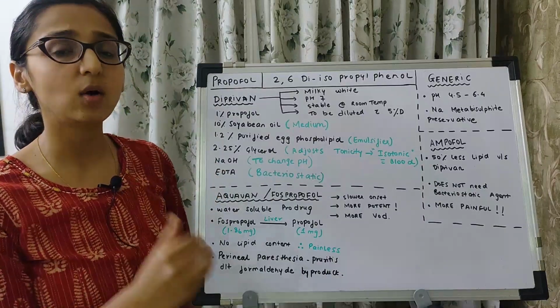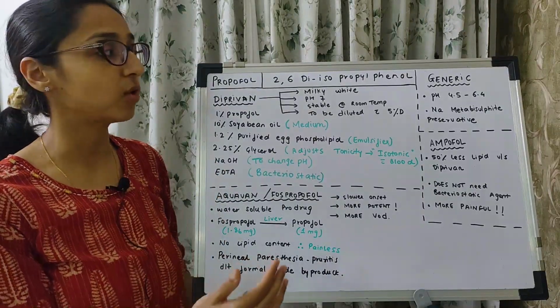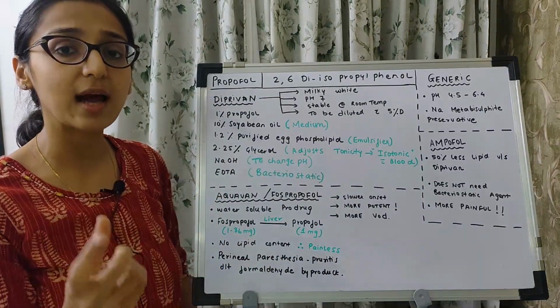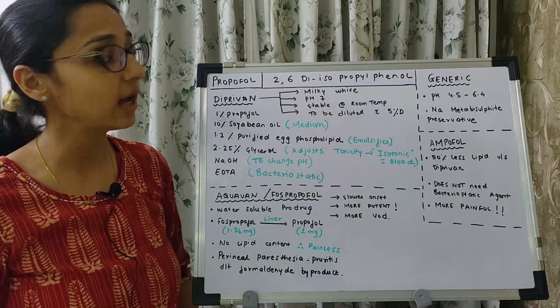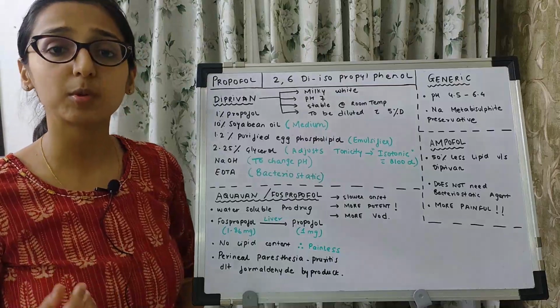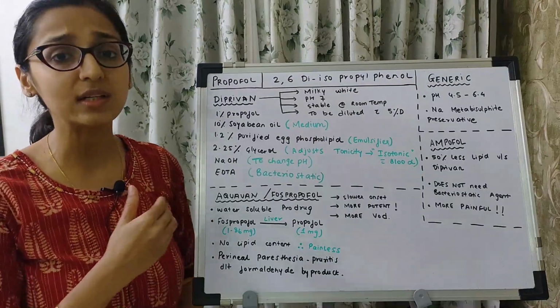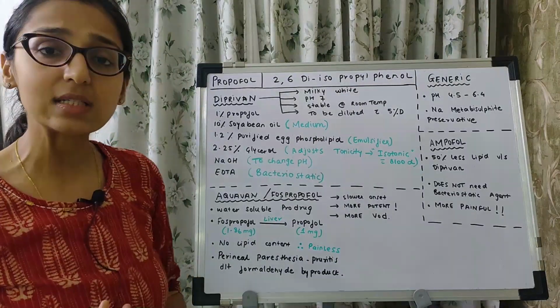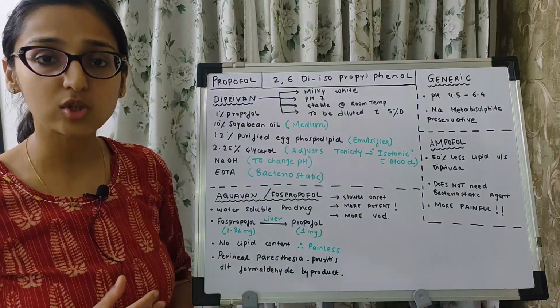So let's understand the older version, which is the generic propofol. This generic propofol had a pH which was much more acidic, and it also used sodium metabisulfite as the preservative. Currently, generic propofol is not used. We are using Diprivan.